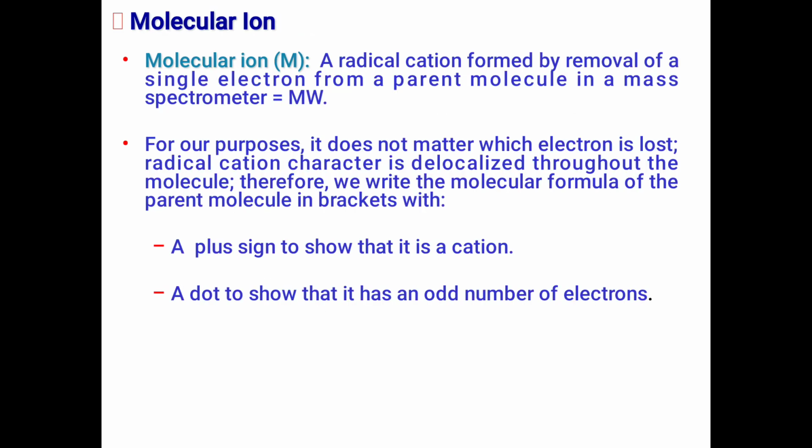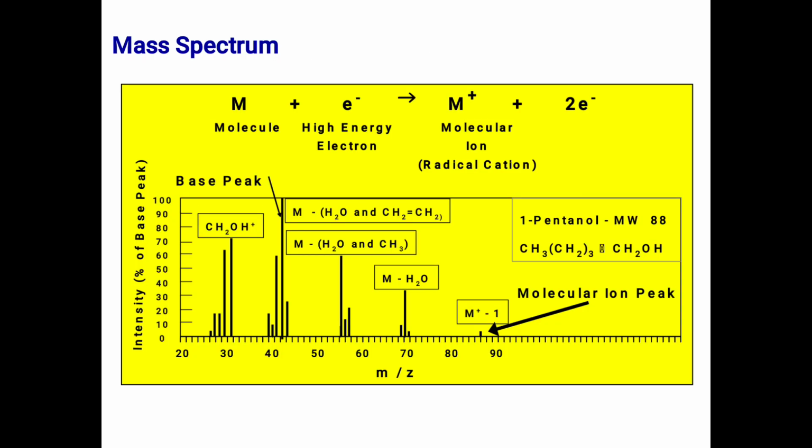Molecular ion: a radical cation formed by removal of a single electron from the parent molecule in a mass spectrometer. For our purposes, it does not matter which electron is lost. The radical cation character is delocalized throughout the molecule. Therefore, we write the molecular formula of the parent molecule in brackets with a plus sign to show that it is a cation, and a dot to show that it has an odd number of electrons.